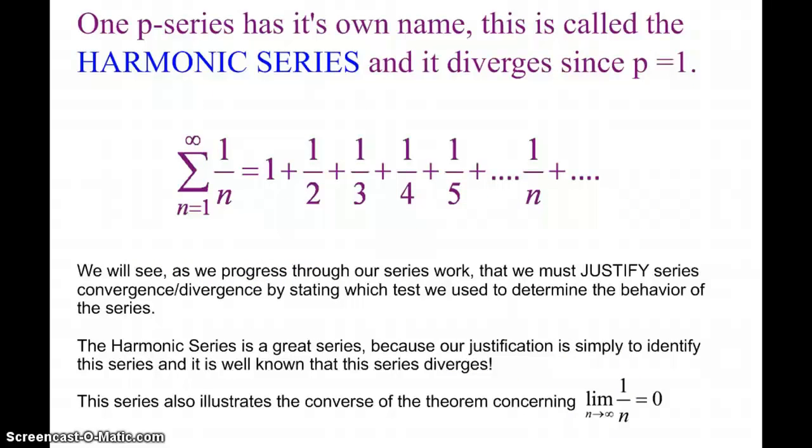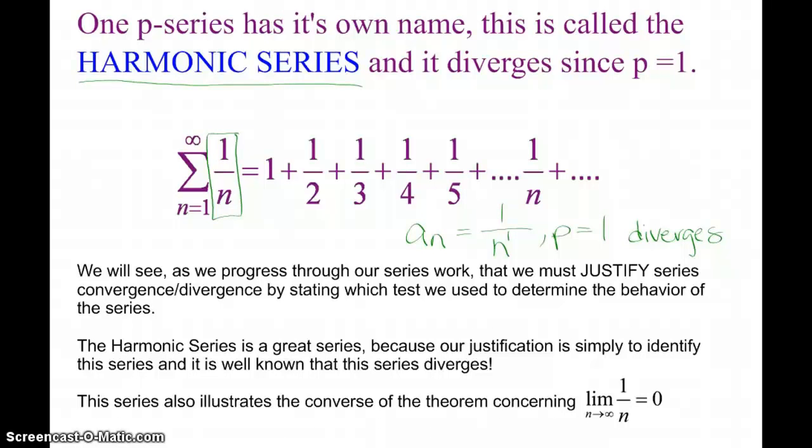It turns out that there is one p-series that we see a lot, a whole lot, and it is the case where our form a sub n is 1 over n to the 1. That's what's happening here. And it is the case where p equals 1. And when p equals 1, we just said we know a p-series diverges. This particular series has its own name. It's called the harmonic series.